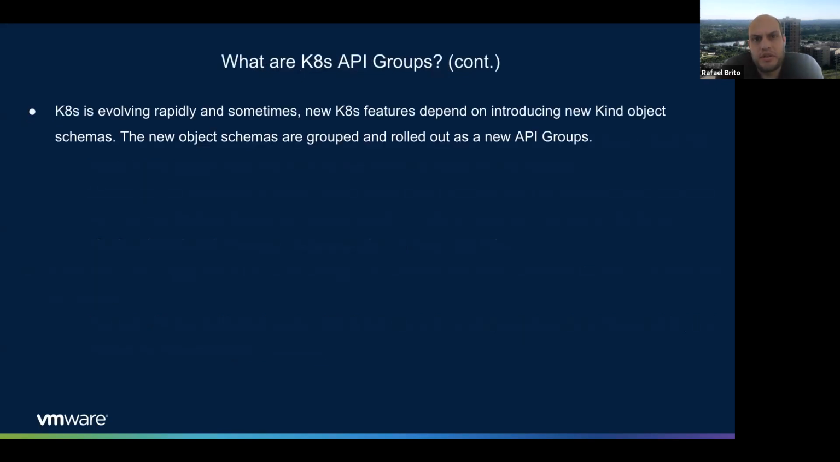Continuing the introduction of API groups: Kubernetes is evolving very rapidly, right? And new object schemas are rolled out. They're grouped and rolled out as new API groups. Next, please.